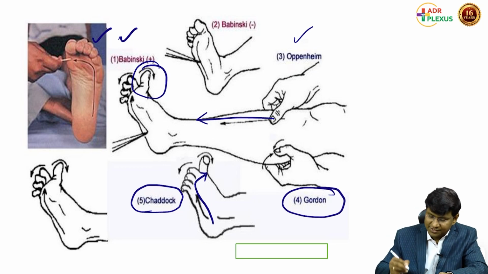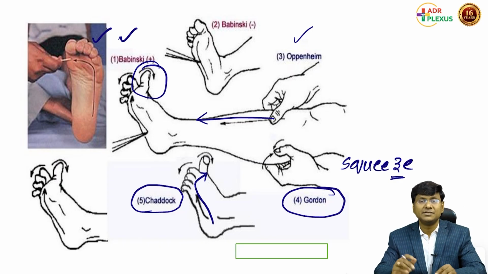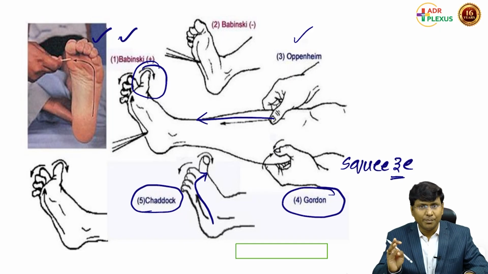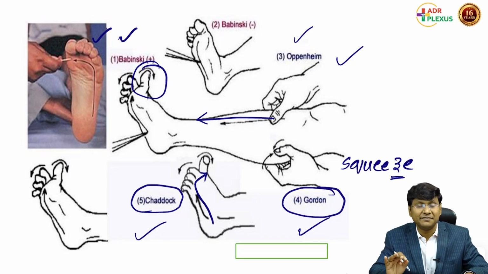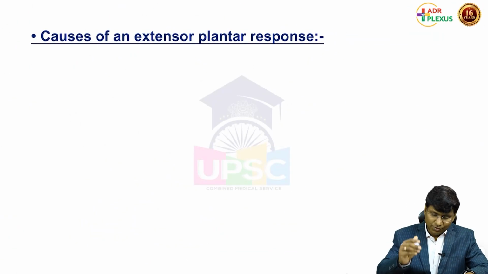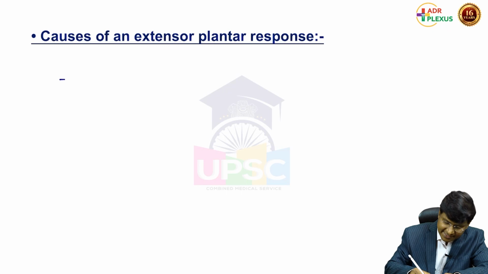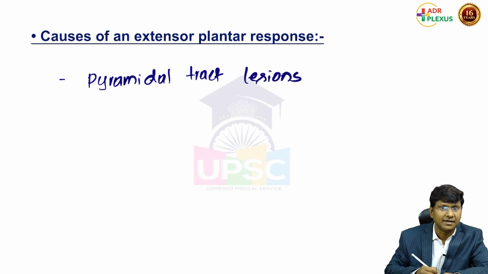And next is Gordon's method. In Gordon's method, you need to squeeze the calf muscle, and when there is upper motor neuron lesion, there will be extensor plantar response. So three other methods: Oppenheim, Chaddock, and Gordon. These are the various methods by which the plantar reflex can be elicited. So what are the various causes of the extensor plantar reflex? First and foremost, the upper motor neuron lesion, that is, in pyramidal tract lesions there will be extensor plantar reflex.